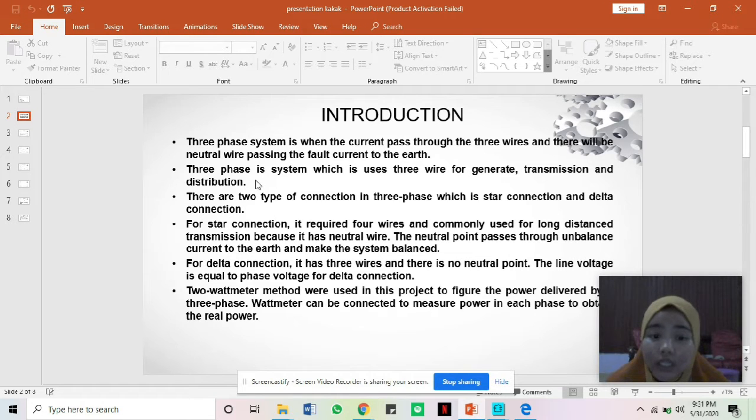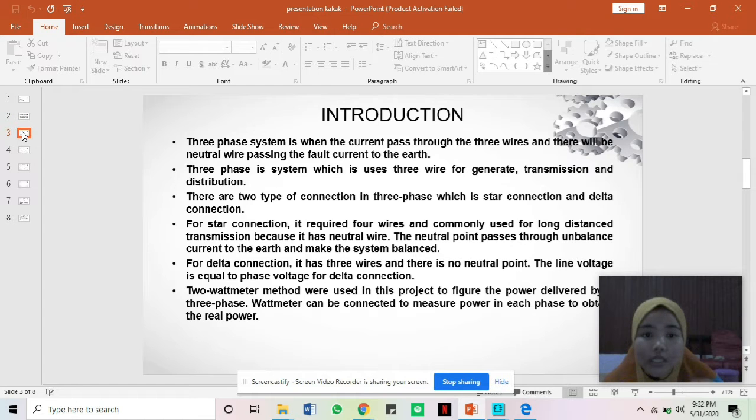First one, star connection requires four wires and is commonly used for long distance transmission because it has a neutral wire. The neutral point passes unbalanced current to the earth and makes the system balanced. For delta connection, it has three wires and there is no neutral point. The line voltage is equal to the phase voltage for delta connection. Lastly, in this project, we use the 2 wattmeter method to figure out the power delivered by the three-phase system. A wattmeter can be connected to measure power in each phase to obtain the real power.